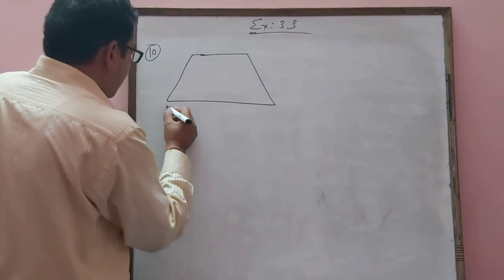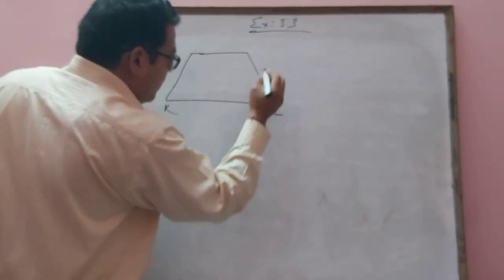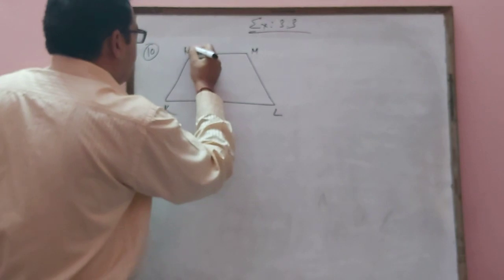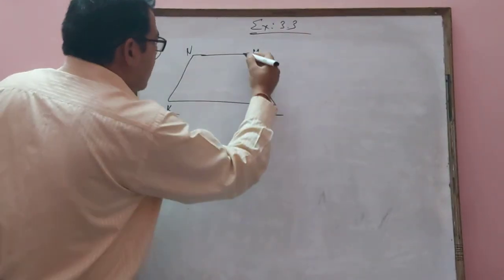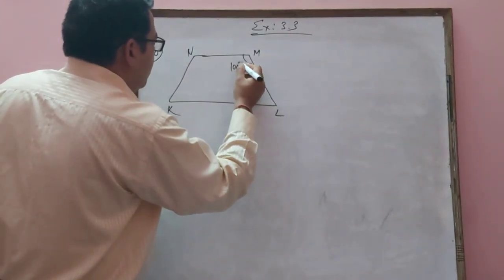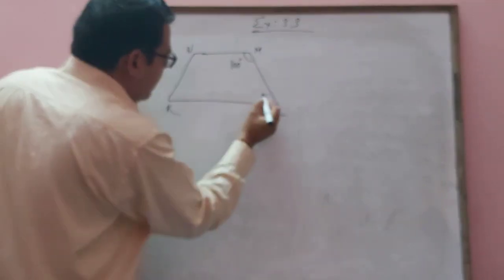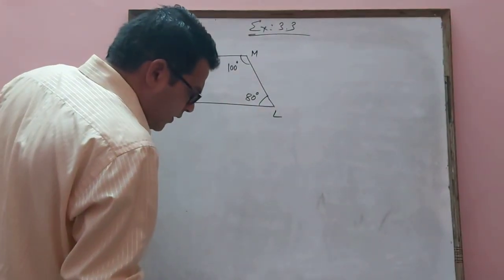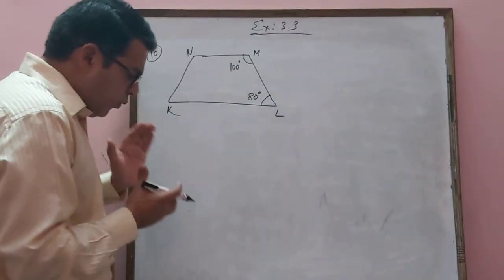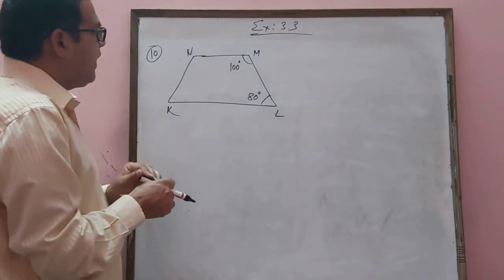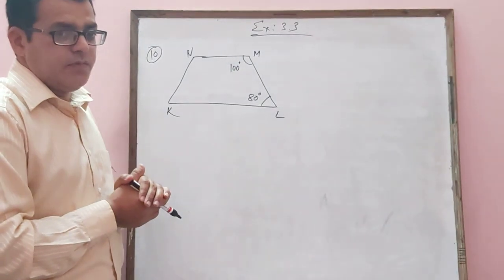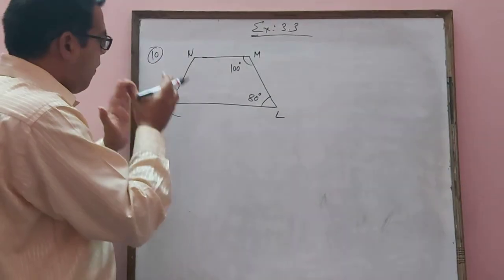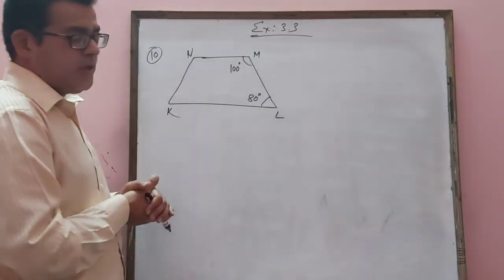Here is K, here is L, here is M, here is N, right? And this angle is given here, it is of 100 degree. Second angle is of 80 degree. Now the question is, how can we say that this figure is a trapezium? You have to find out how it is a trapezium.